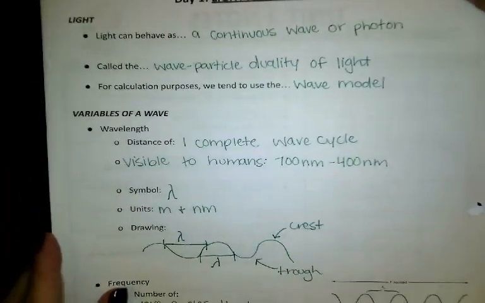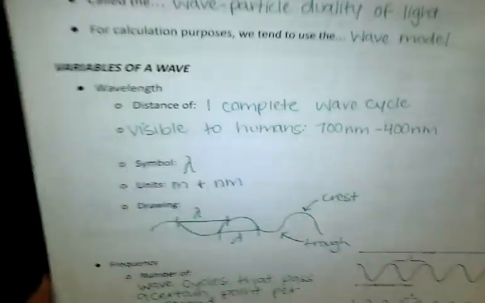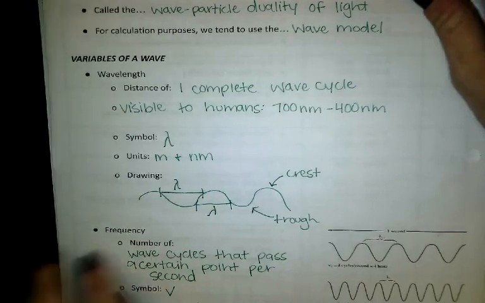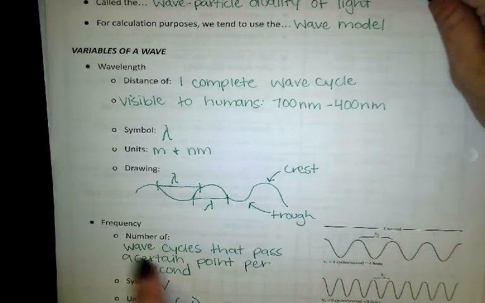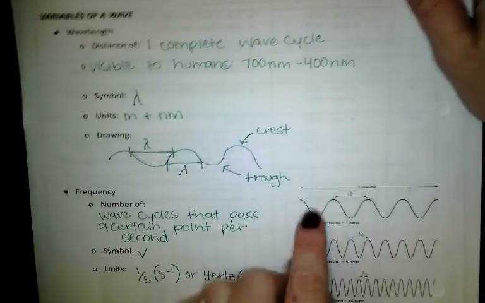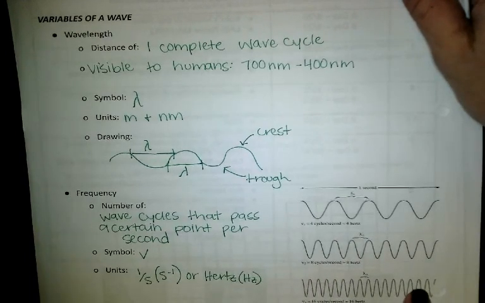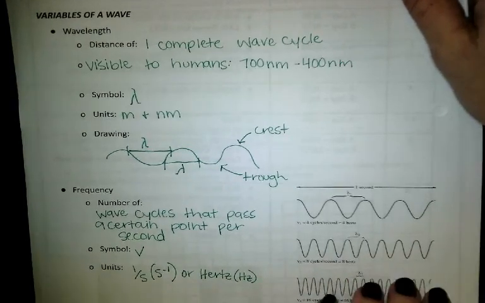So we first started off by talking about light and about how light can be a wave or a photon. There's a particle-wave duality to it. We've talked about wavelength and frequency. Wavelength is the distance between the crest or the trough, and frequency is how many wave cycles pass a certain point in a second. The shorter the wavelength, the higher the frequency. So the shorter the wavelength, the more waves can pass a given point.